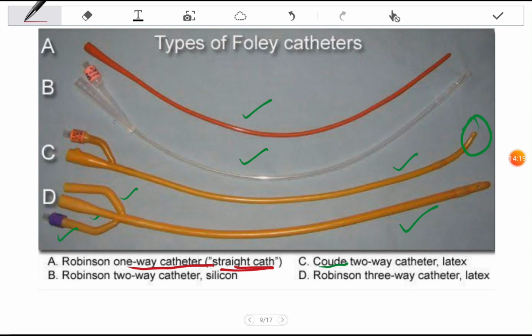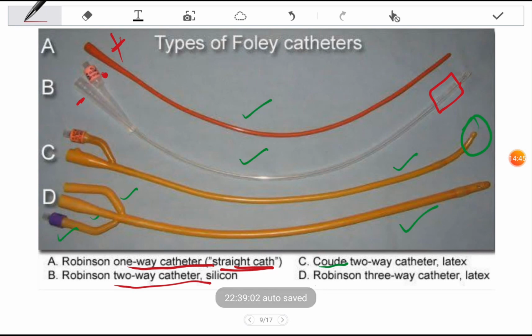You can see there are no two separate ways here. So this is a one-way catheter, like we talked about, the intermittent one. Then is the Robinson two-way catheter. There are two ways: one, the colored part, this part, which is used to inflate the balloon or the bulb, and the second part from where the drainage will occur.